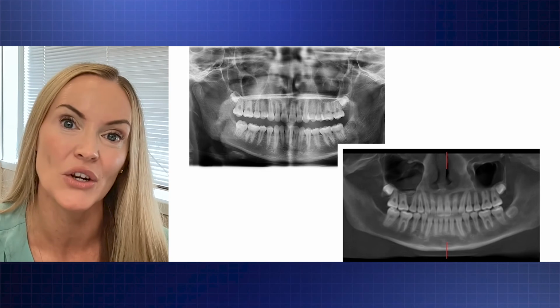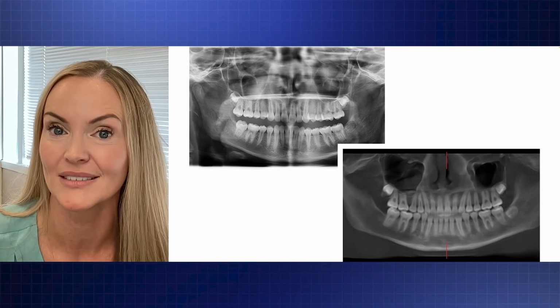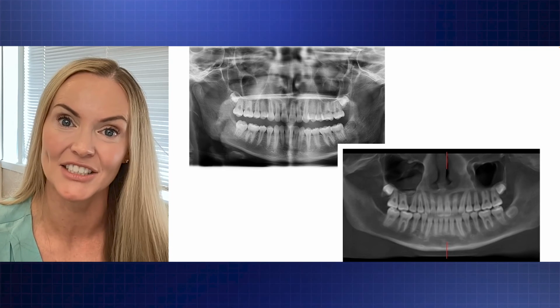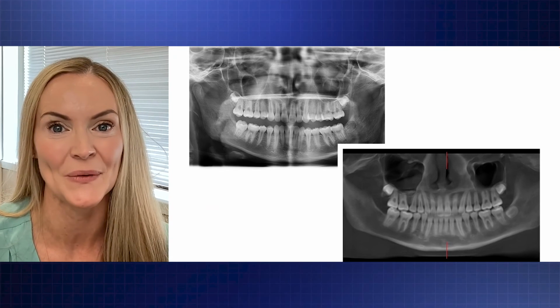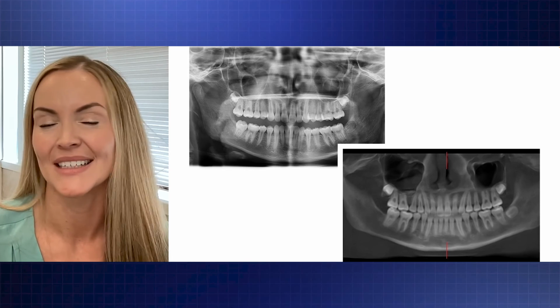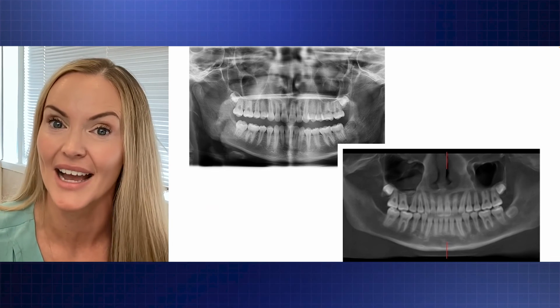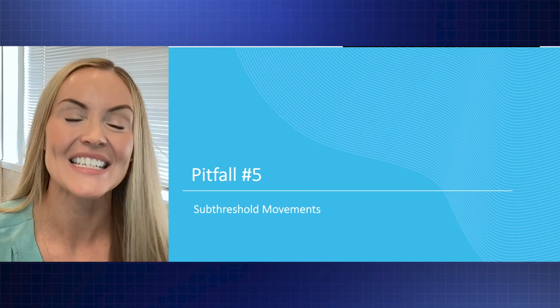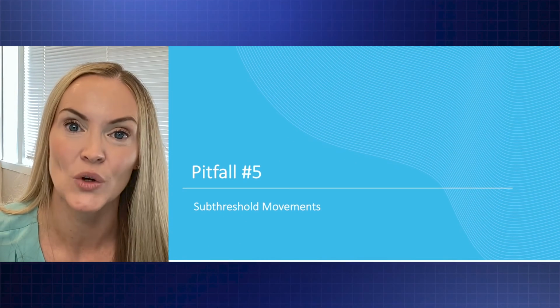That includes unwanted root movements in maxillary laterals, because sometimes the setup is placed based on the incisal edge, not necessarily where the roots are. And if you have a chipped incisal edge, software may not calculate the long axis of the tooth correctly. So moving on to pitfall number 5, subthreshold movements.